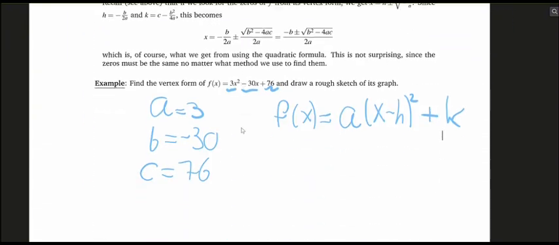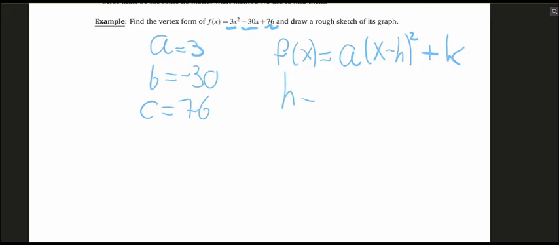H is negative b over 2a. What is negative b? It's negative 30. So negative 30 divided by 2a. 2 times 3.